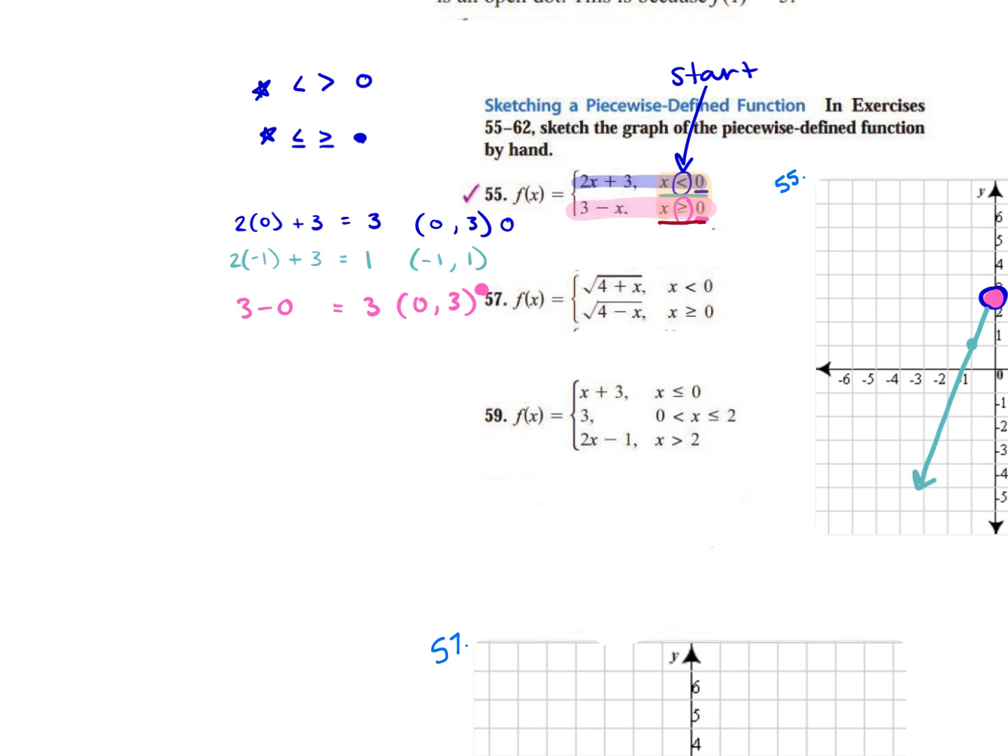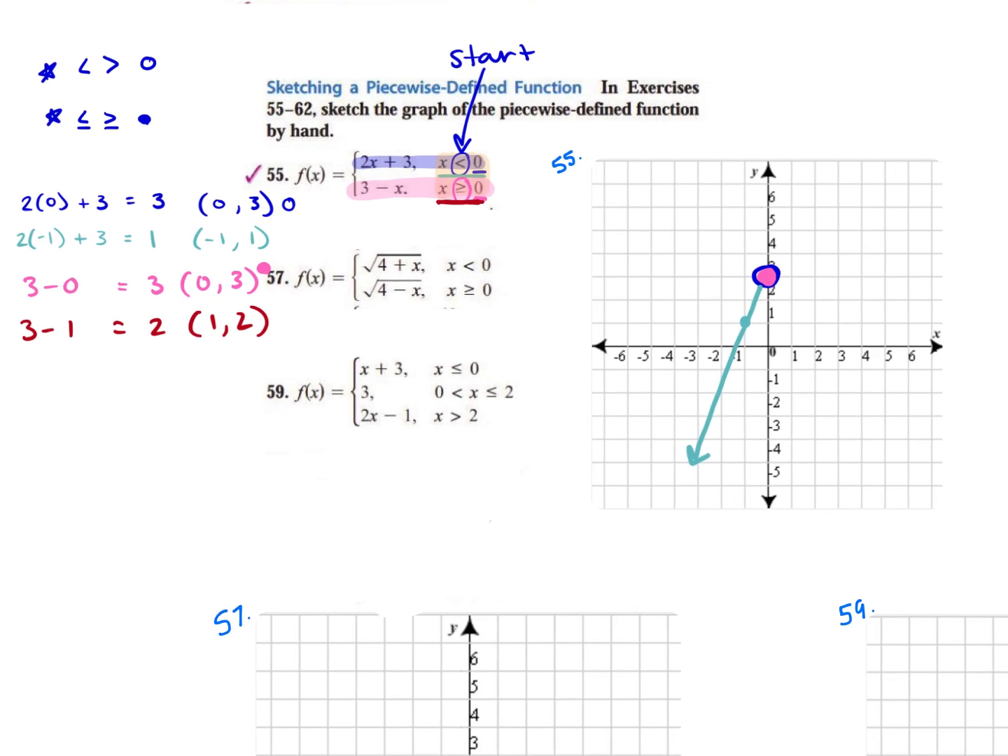So what can we plug in for x that is greater than 0? Sure, let's plug in 1. So we have 3 minus 1, which would be 2. So the next point I'm going to have that gives us direction is going to be 1, 2. I plugged in 1 for x and got 2 for my y. So I'm going to go to my graph, go to the right one and up 2.